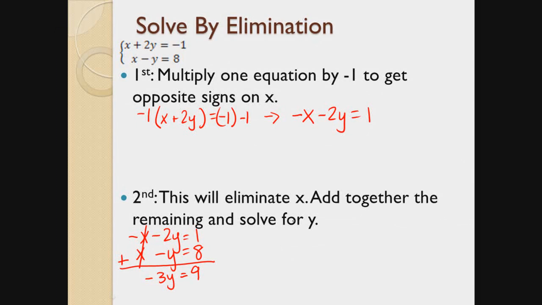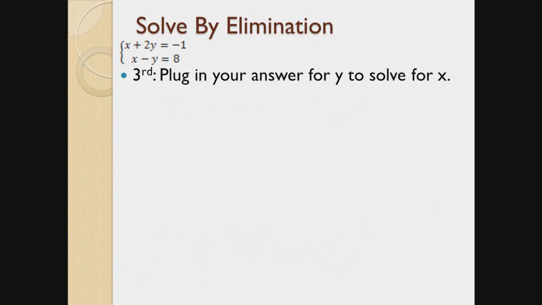And then we'll solve for y. Negative 3y equals 9. Divide by negative 3 and find that y equals negative 3. So now we know what y is. We need to go and find x. So we're going to plug in our answer for y and solve for x. We can take the first equation or the second equation.